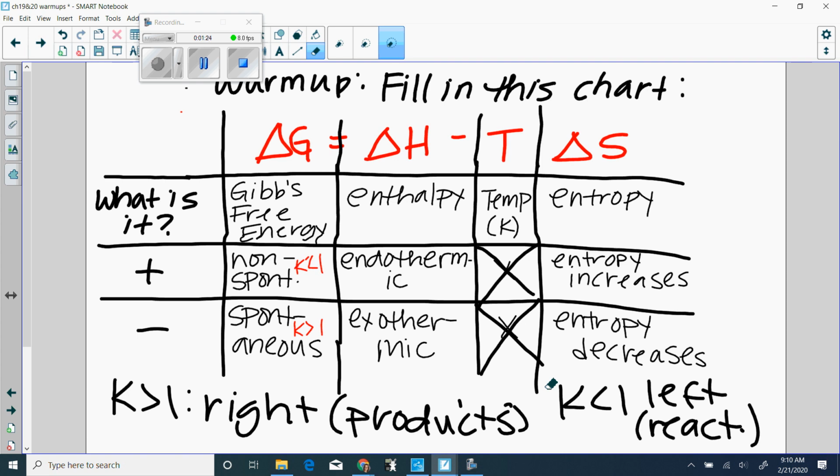Enthalpy is heat energy. When it's positive, we call that endothermic. Heat is like a reactant. It's over here, it's on the left. If it's negative, we call that exothermic. Heat is like a product. It's over here on the right.